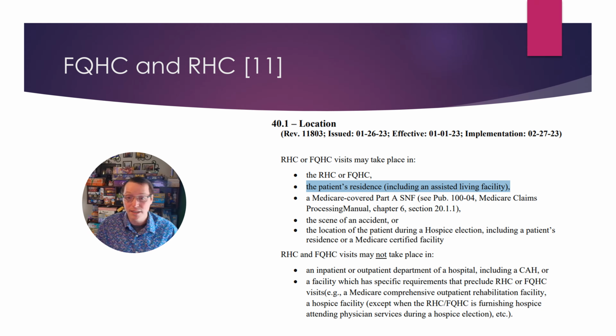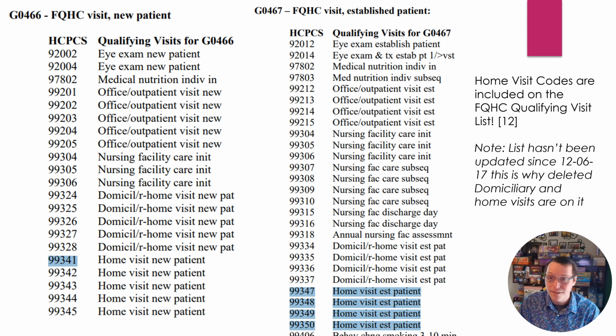FQHCs and RHCs: from this point on is going to be FQHC information only. In guidelines 40.1 for locations, it does state that patient's residency is a billable location. So yay for us. Looks like we are good there. And then looking at the FQHC qualifying visit list, the home visits are actually on it. So that is actually very cool. So that means we will get paid our PPS rate for home health visits.